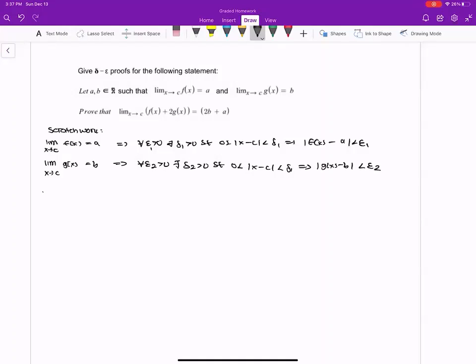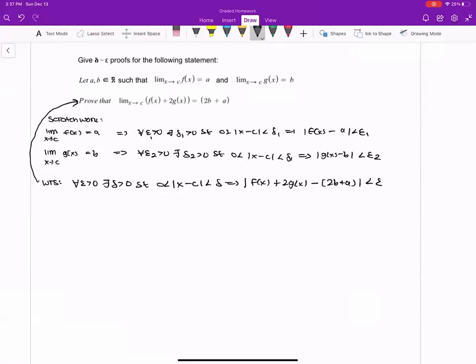Now, what do you want to show? You want to show or prove that statement, which you could write in delta epsilon. So for all epsilon greater than 0, there exists delta greater than 0 such that if absolute value x minus c is less than delta, it implies absolute value f of x plus 2 of g of x subtract 2b plus a is less than epsilon. And this is by definition.